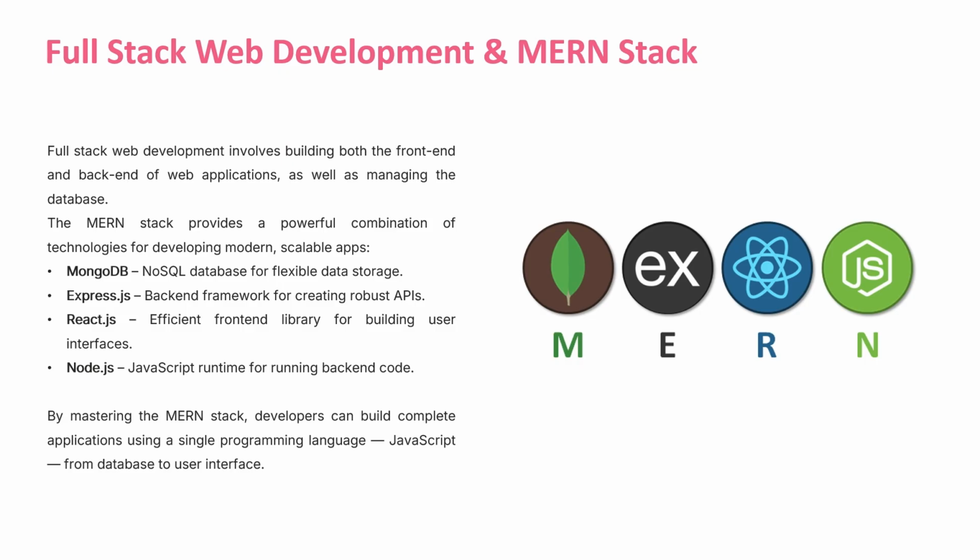And fourth, N stands for Node.js, a JavaScript runtime environment that is used to run the backend outside of the web browser. So these four MERN letters stand for MongoDB, Express.js, React.js, and Node.js. By mastering the MERN stack, a developer can easily build a complete application using a single programming language, JavaScript, from database to the user interface.